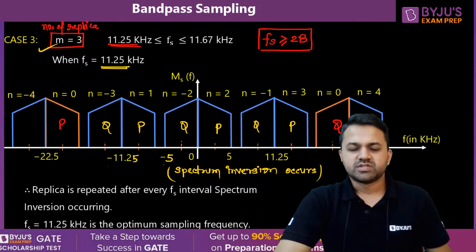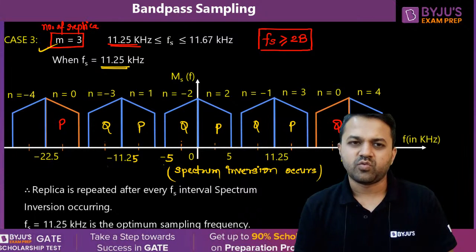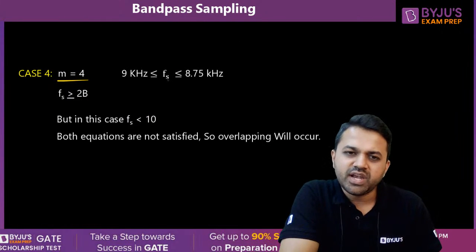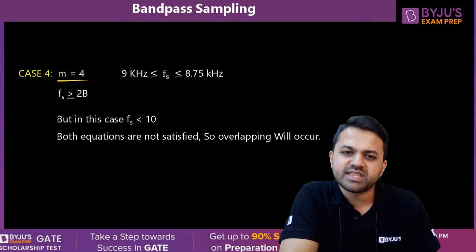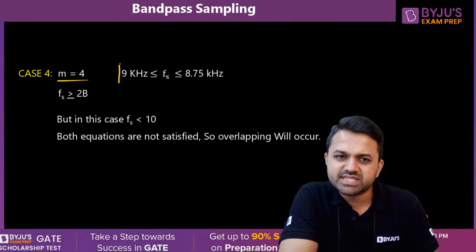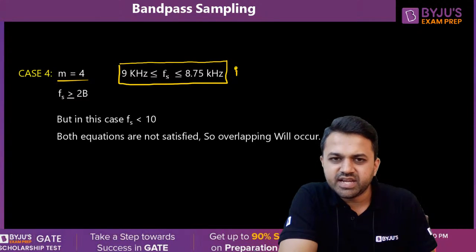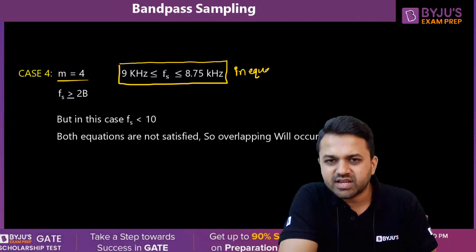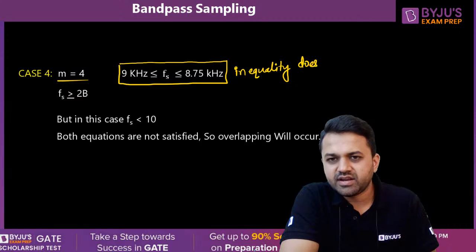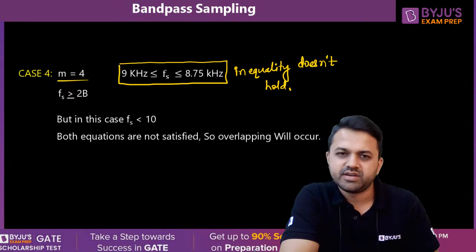Now what will happen when I put m equal to 4? The inequality will be Fs should be greater than 9 but should be less than 8.75, which is not possible. This inequality does not hold, because how is it possible to have greater than 9 and less than 8.75?